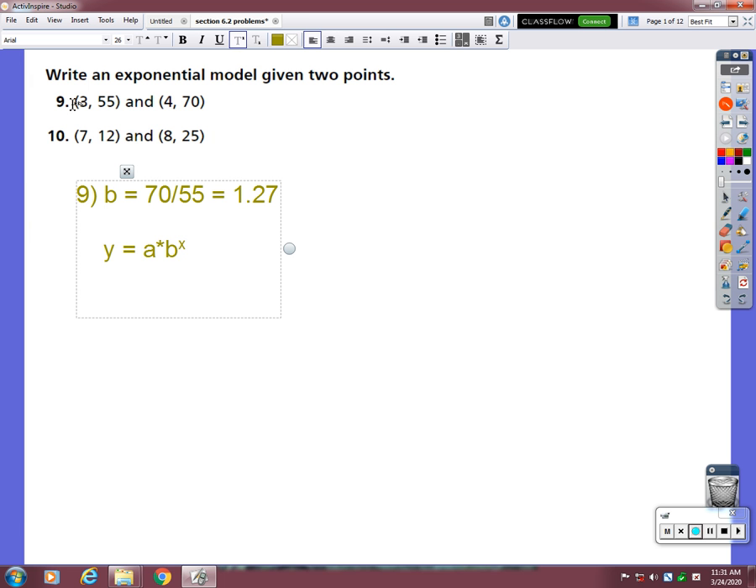So I'm going to choose the second point because 70 seems friendlier than 55. So I'm going to plug 70 in for the y value. A is what I'm trying to find. B we just figured out is 1.27, and in this case x is 4. So then that tells me that 70 equals a times 1.27 to the fourth, which is 2.601.